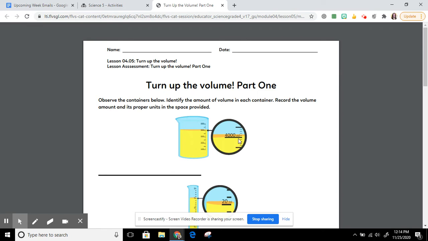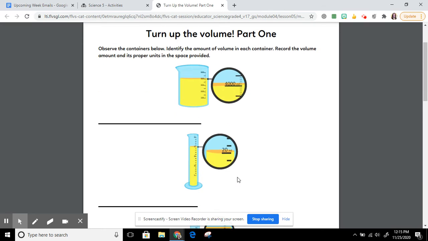So for this first one, it's zoomed in so that you can see. And notice that when we're reading a graduated cylinder or a beaker, we look at the bottom line. If you notice, the liquid kind of curves up, and you've got a light line and then a dark line on top. We're going to look at the bottom line. So the amount of liquid in this beaker is 4,000 milliliters. So I would write 4,000 milliliters on the line here.